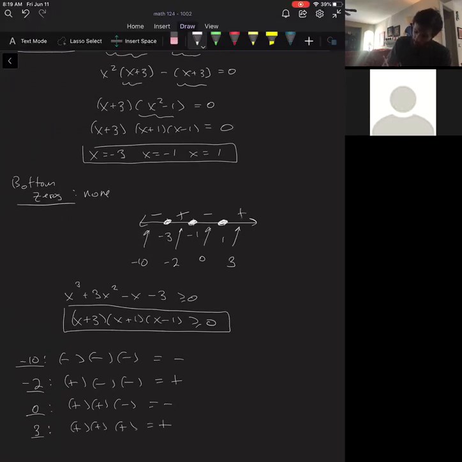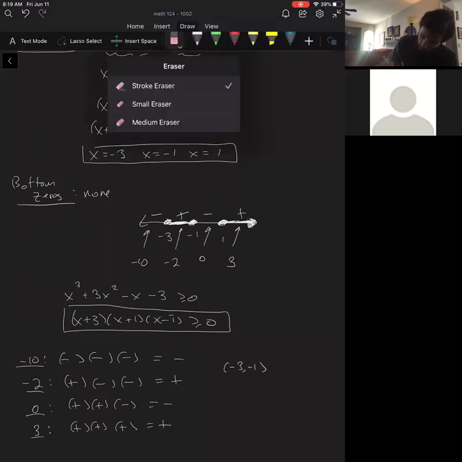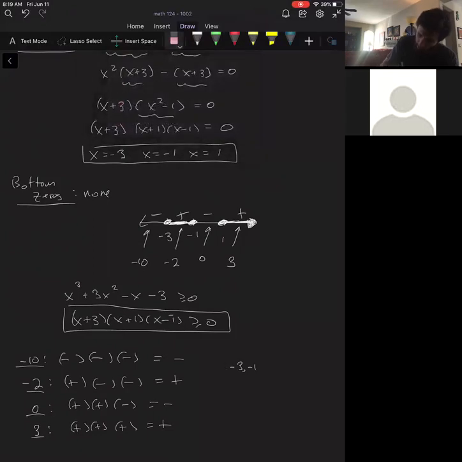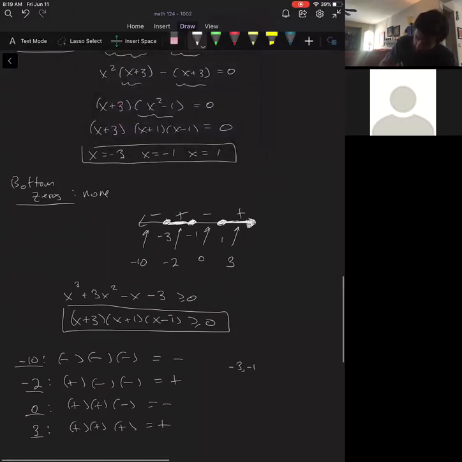Okay, so in this problem, we want to solve this thing bigger than 0. Bigger than 0 means positive. So we're going to take all of our positive sections: this middle piece right here, and this piece off to the right. So the answer for this one will have -3 to -1, with brackets because we have the closed dots. Then from 1 to infinity, and infinity always has the parenthesis.